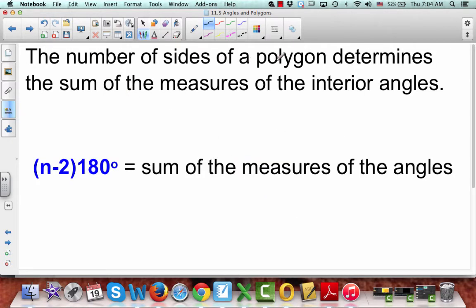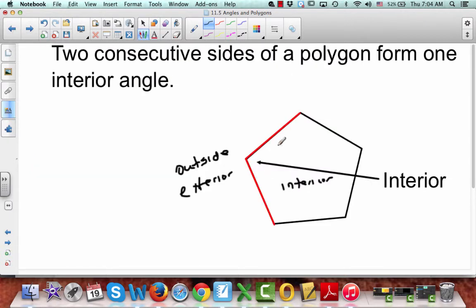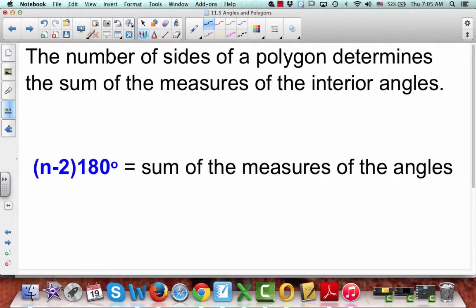The number of sides of a polygon determines the sum of the measures of the interior angles. So let's go back for a second. It's got 1, 2, 3, 4, 5 interior angles, and we have a method of being able to find out what the sum of those measures are. So this is the formula. N minus 2 times 180 equals the sum of the measures of the interior angles. The N is the number of sides.